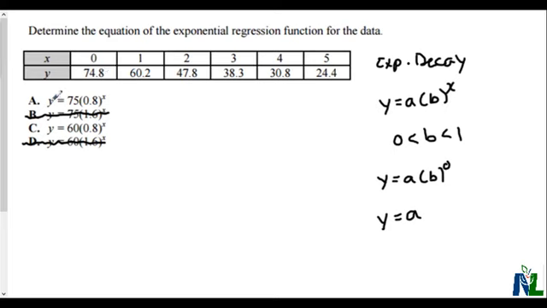Out of the two functions that I have left, a and c, only one of those is close to that value of 74.8, and that's the 75 we see in a. So we could rule out c, and the function we would need to model this data would be y equals 75 times 0.8 to the x, or a.